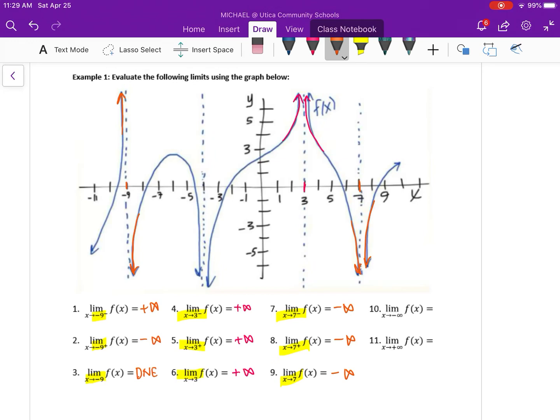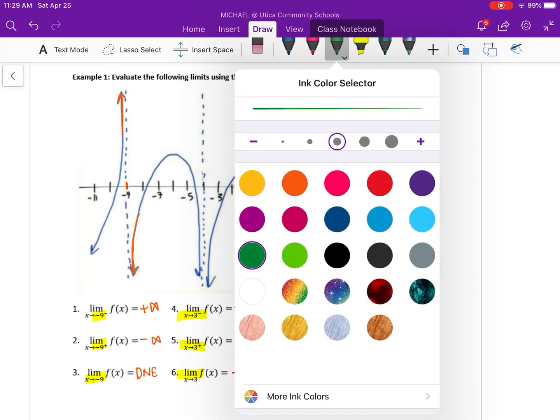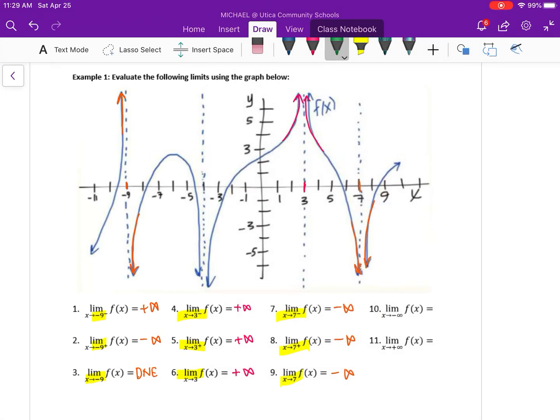Finally, what happens to the graph as we get larger and larger or smaller and smaller? So in this case right here, x approaches negative infinity. That would be my x values getting smaller and smaller and smaller. Well, what does the graph do? The graph goes towards negative infinity. And then in this example here, x goes towards positive infinity. So my x values are getting larger and larger. My graph is also getting larger and larger towards positive infinity. So that would be my answer for positive infinity.